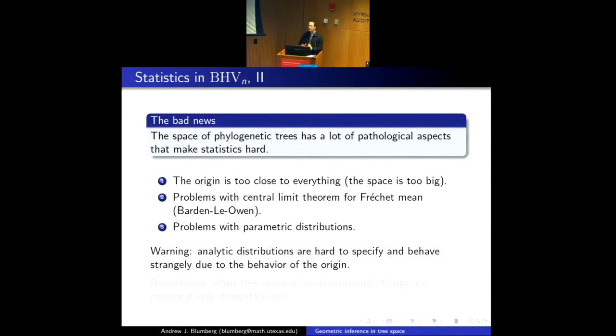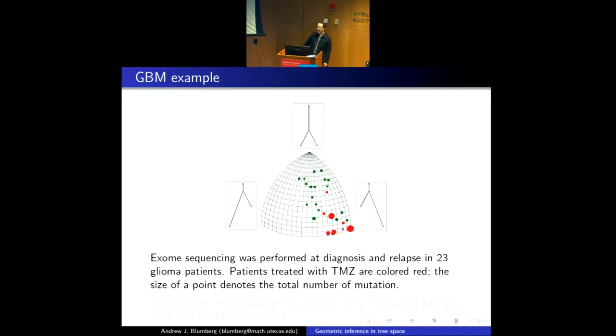Nonetheless, when the tree space is low-dimensional, so if there are only a couple of possible branching patterns, it's much easier to visualize and work with. And so this is a picture of work that I did with Kivanian, Zaris, and Rabadan. And this is a picture of sequence data that was taken from, I guess it says somewhere on the slide, glioblastoma. Exome sequencing was performed at diagnosis and then at relapse. And you get these little trees, and we plotted these on the tree space.